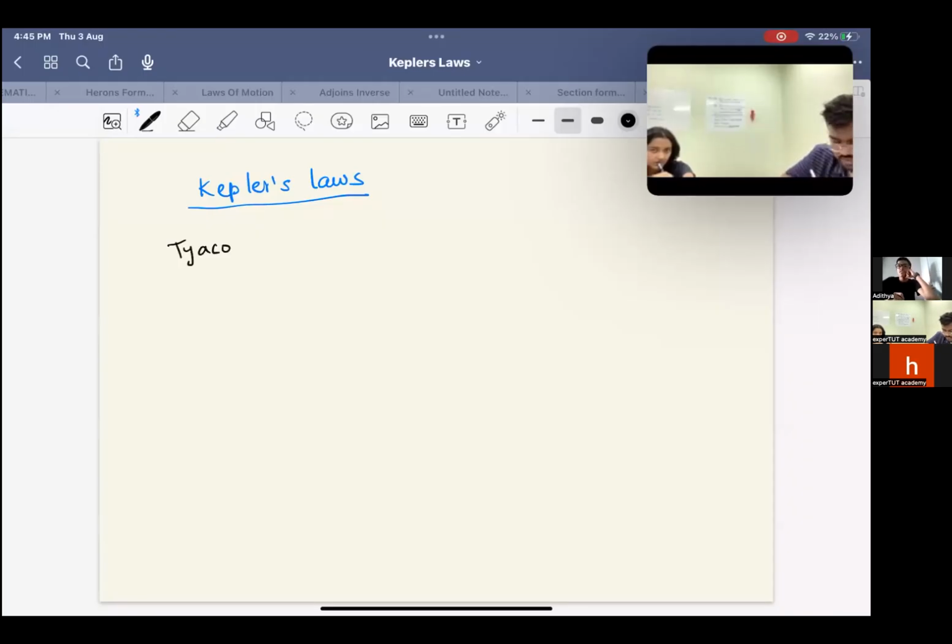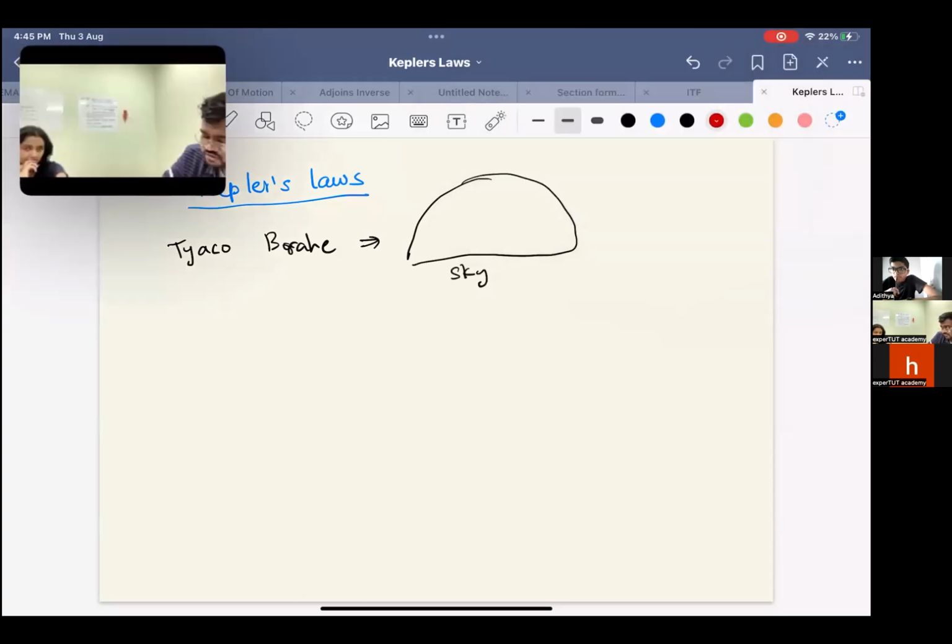Tycho Brahe. What he did was he just looked at the night sky. What does he do? Well, with a telescope, of course, and then he noted the positions of the stars, like this particular constellation.